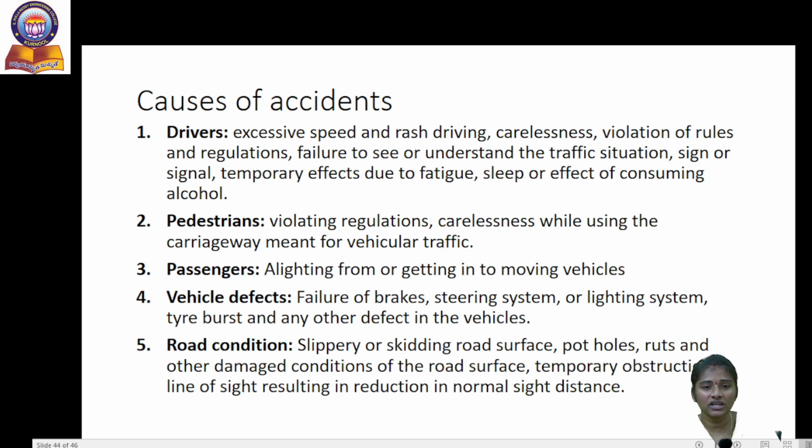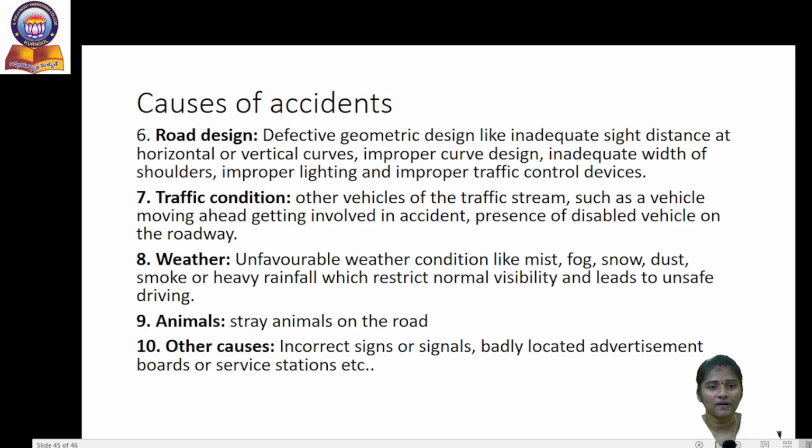Next, if the road condition is not good, such as a slippery or skidding road surface, a number of potholes, ruts and other damaged conditions of the road surface, and temporary obstructions to line of sight, that is, the sight distance is not clearly visible, then there will be a cause of accident. Next, road design. If the geometric design is inadequate, with inadequate sight distance at horizontal and vertical curves, improper curve design, inadequate width of shoulders, improper lighting and improper traffic control devices, all these cause accidents.